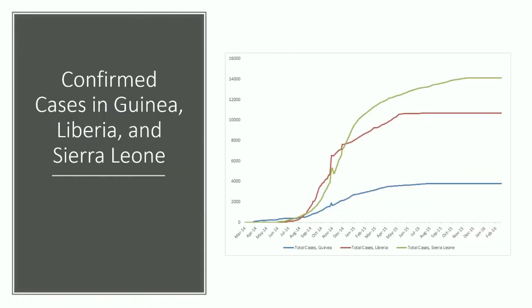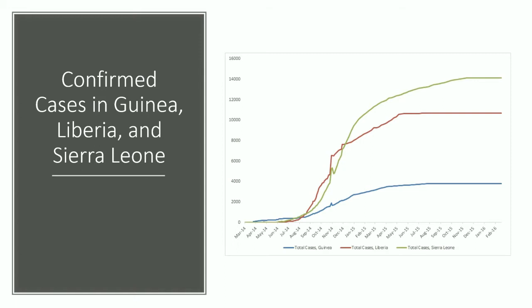This graph shows the amount of suspected, probable, and confirmed cases of the virus in Guinea, Liberia, and Sierra Leone from March 25th of 2014 to February of 2016. According to the graph, Guinea had the highest amount of cases with 2,000 in August of 2014, and in February of 2016 they went up to 14,000 cases.